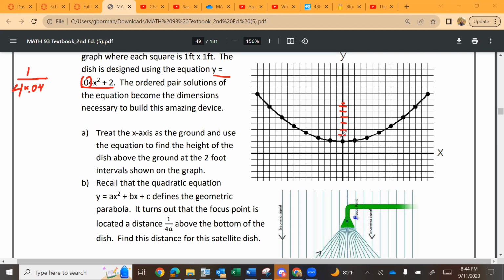You can think of the focus as like when you're a kid and you got a magnifying glass and you're trying to burn ants and stuff, and so you move the magnifying glass up and down until you get that beam as tight as you can. And when you get that beam as tight as you can, the distance from the magnifying glass to the ant that you're burning, that distance is that 1 over 4a, that focus distance.